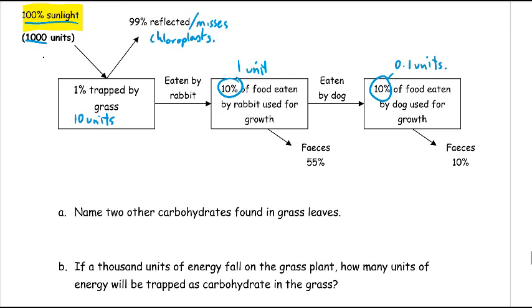Now, name 2 other carbohydrates found in grass leaves. Starch, glucose. So glucose is made in photosynthesis and it's converted to starch for storage. And you can also have cellulose, which is used to make cell walls.